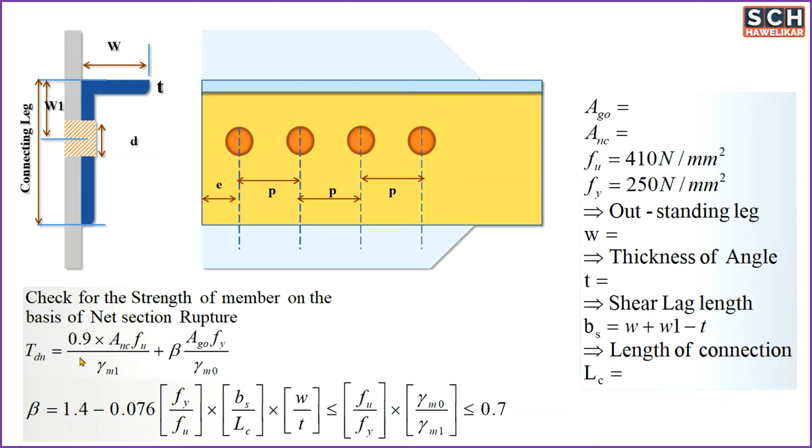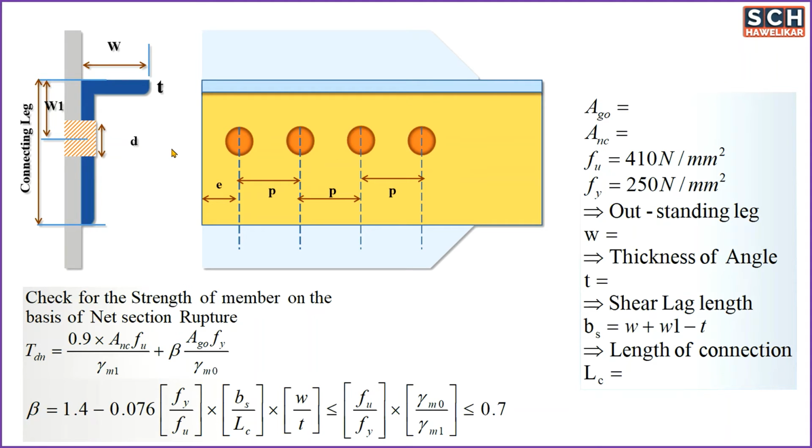This was the formula seen in the earlier slide, that TDN is equal to 0.9 ANC Fu divided by gamma m0 plus beta AGO Fy divided by gamma m0. For consideration, we are assuming one angle section connected to the gusset plate. We'll consider this as the side view and this will be the front view. This is the part of the connection where 4 bolts are provided, with a pitch P and edge distance E. The diameter of the bolt is D.